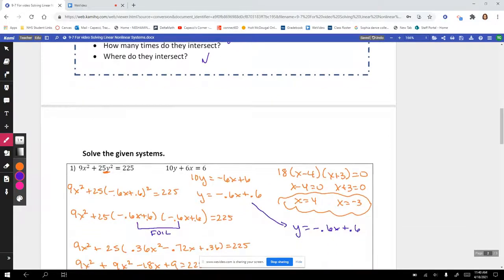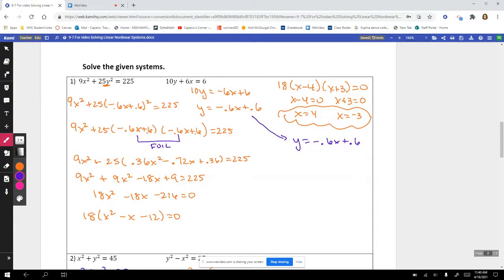All right, let's get started. So number one, there's a lot of algebra here, so in order to save some time, I got started. Let's look at this. We have a line right here, and this is an ellipse. So we're trying to figure out where the line and ellipse meet and how many times they meet.